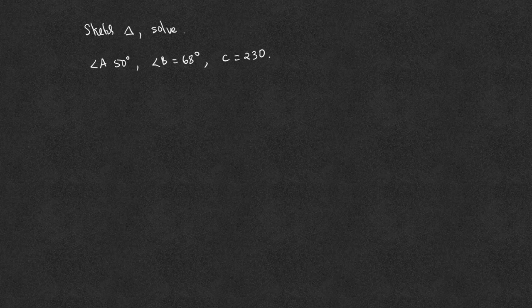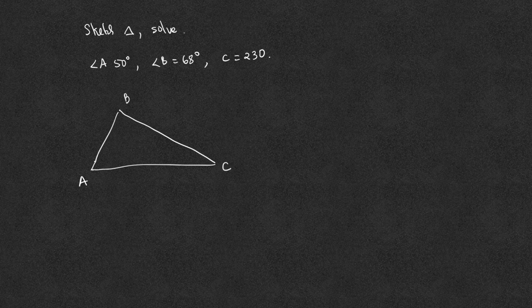Sketch the triangle and then solve it using the law of sines. When we sketch the triangle, it is not drawn to scale. We then label the triangle any way we prefer. In this case, we're using the capital letters A, B, C and the little letters a, b, c. We can label it any way we prefer.